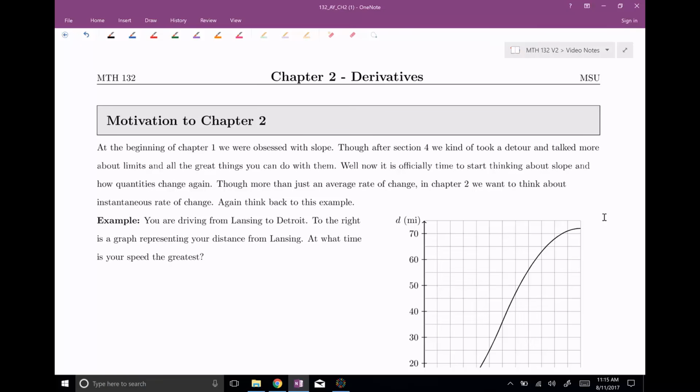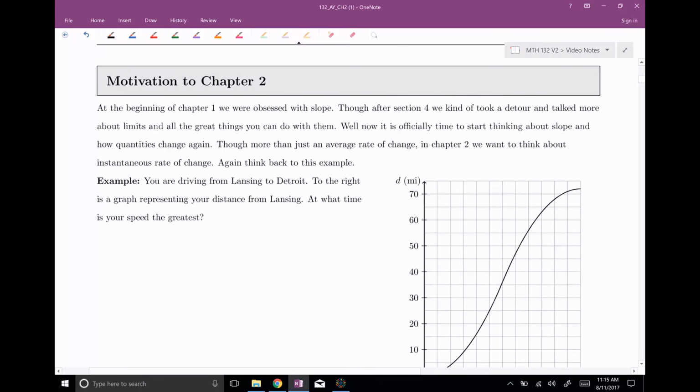Now it is officially time to get back on track with this idea of slope. How are quantities changing? Last time, in chapter 1, we did talk quite a bit about average rate of change. In chapter 2, we're going to be talking about instantaneous rate of change. How is something changing at a particular instant of time? Now that we have all of this limit information, we're really ready to tackle a problem like this.